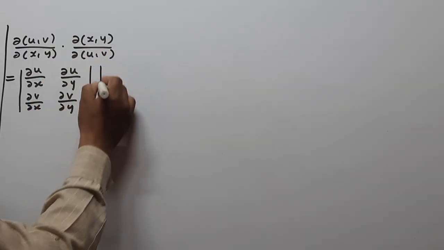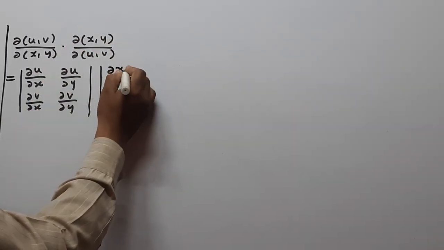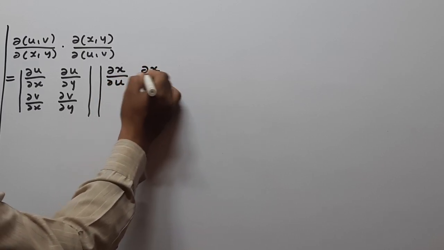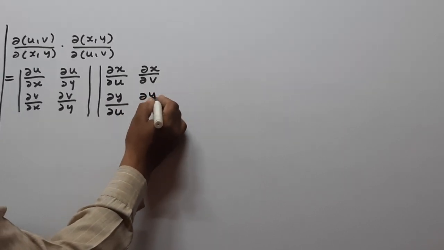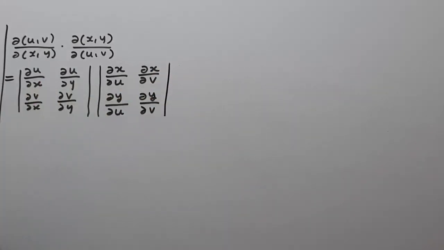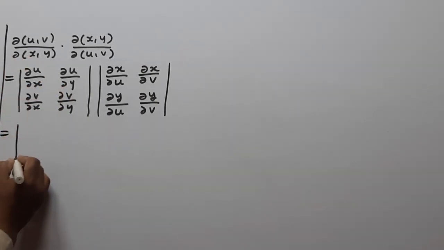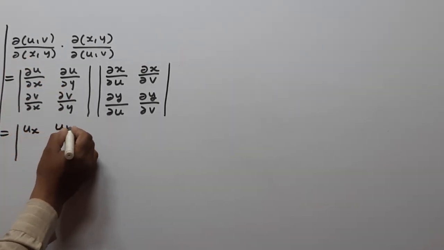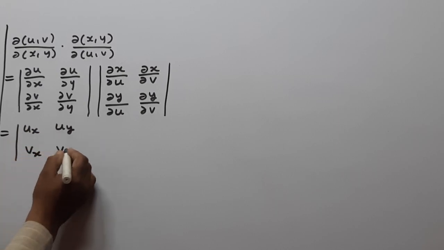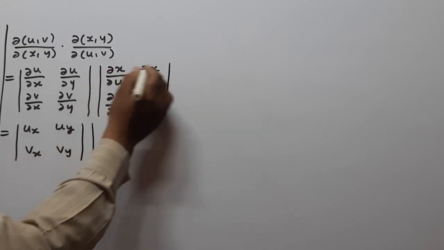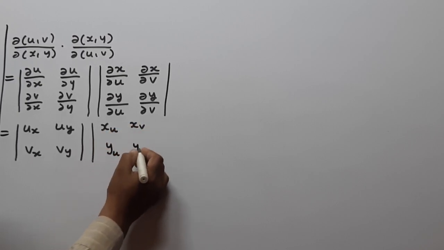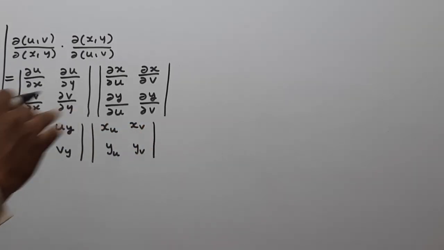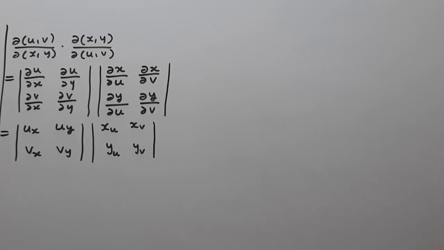And by the definition, the other Jacobian can be written as the determinant of del x upon del u, del x upon del v, del y upon del u, and del y upon del v. So this can be written as ux, uy, vx, vy, and in the second determinant, as xu, xv, yu, yv. Now we multiply these two determinants.